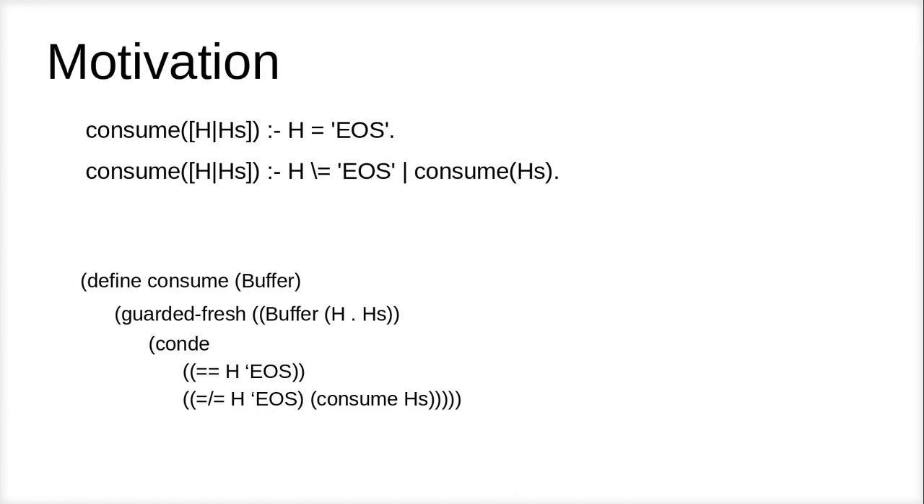The Prolog rule consume destructures a buffer shared between two parallel processes and checks whether the next element is an end of stream or EOS symbol. If the next symbol is EOS, we're done. If it's not EOS, we recursively consume the tail of the buffer. And I've removed the code here that actually processes the head elements. This is purely just consuming elements from the buffer and throwing them away.